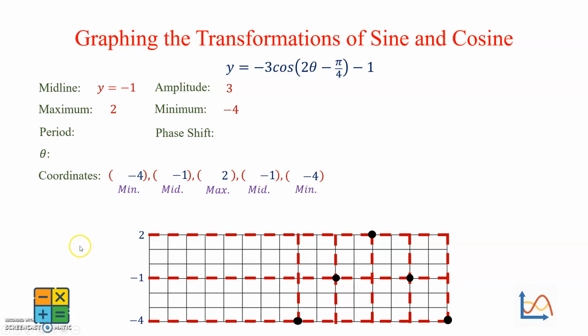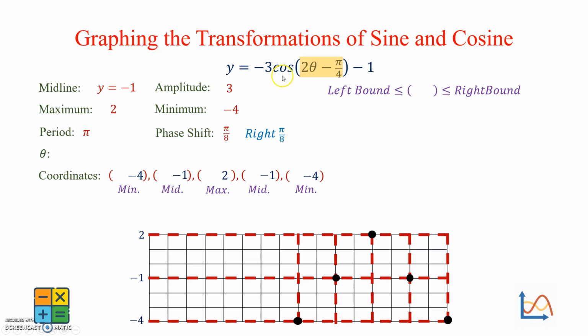Period: 2 pi divided by b, or 2 pi divided by 2, is pi. Phase shift, -c over b, so pi over 4 divided by 2 gives me pi over 8, which means we're shifting to the right pi over 8 units. Now we can find out theta. Again, the attention will be drawn toward the values inside the parentheses. The generic format is left bound less than or equal to whatever's inside the parentheses less than or equal to right bound.